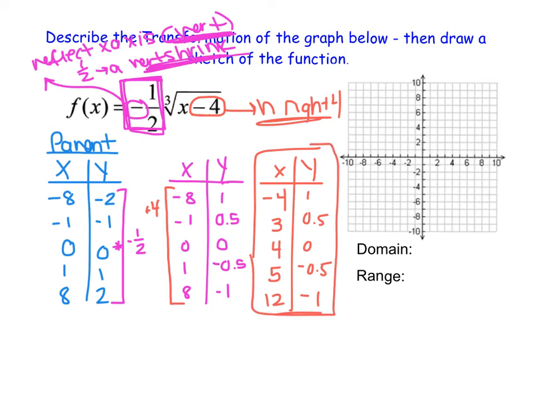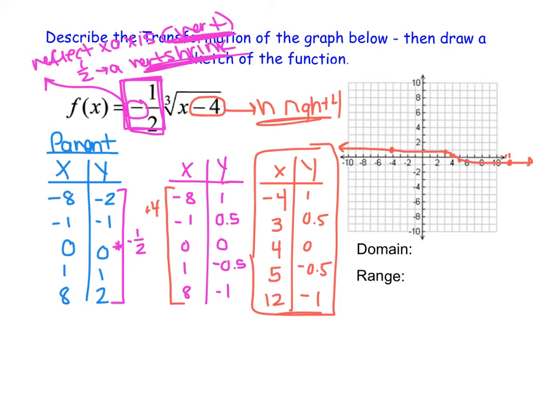So I go over, I go to -4, 1, that's right there. 3, 0.5, so that doesn't move very much, that's right there. 4, 0, 5, -0.5, and then I have to go to 12 out here to get to -1. So I can see it's been reflected, it's kind of twisted the other direction now, and then it moved to the right 4. So if I draw my graph here, I can see that taking place.